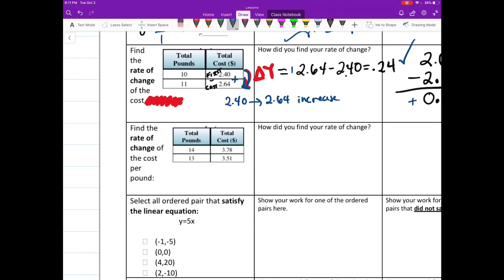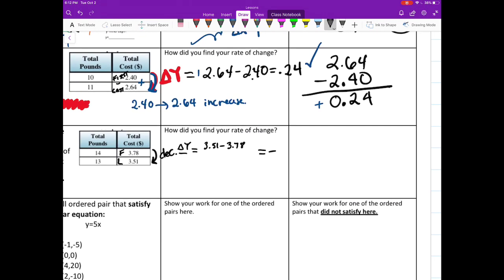Okay, so same thing. What is your change in y for the cost? What is the rate of change of the cost? So did you increase or decrease? You went from 3.78 to 3.51. That's a decrease. That means your answer is going to be negative. You went down. So how do you do your change in y? Isn't it the last minus your first? So 3.51 minus 3.78. Oh man, that's a decrease, right?